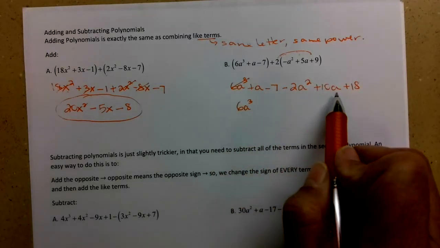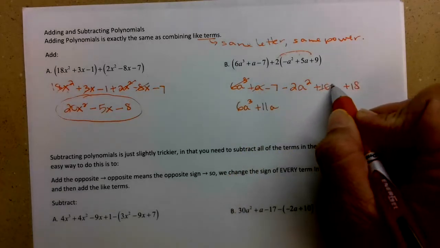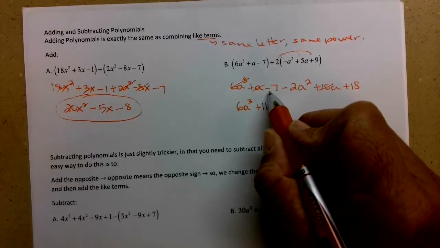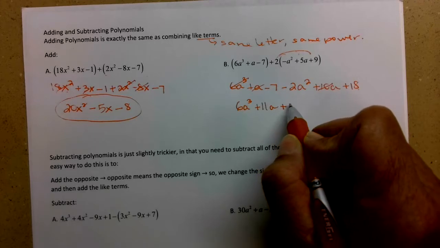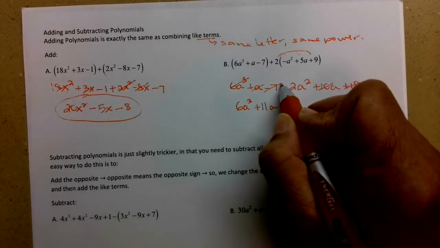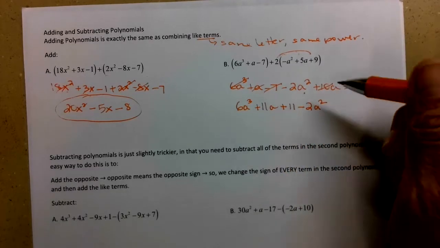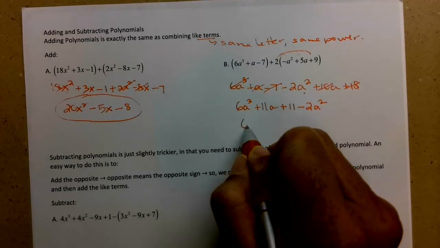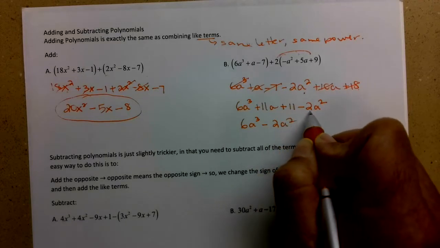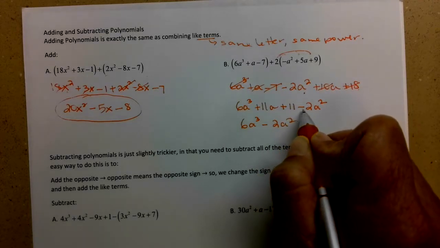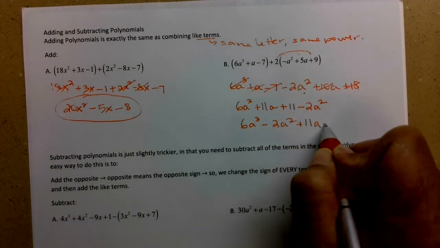And then my a, and then there's another 10a, so that'll be plus 11a. And then I have negative 7 plus 18, so that'll be plus 11. And then minus 2a squared. So I'm going to go ahead and write this in standard form, so descending order of powers. So 6a cubed minus 2a squared, the sign to the left goes with the term, and then plus 11a and plus 11.